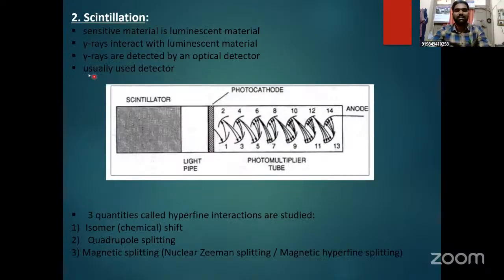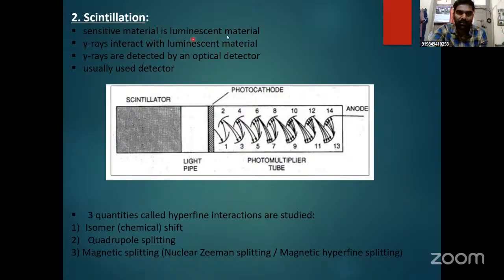The second one is scintillation. A scintillation material is a luminescent material. What is luminescence actually? When an electron absorbs energy and releases light, that is called luminescence. So here the sensitive material is a luminescent material, and gamma rays interact with it.